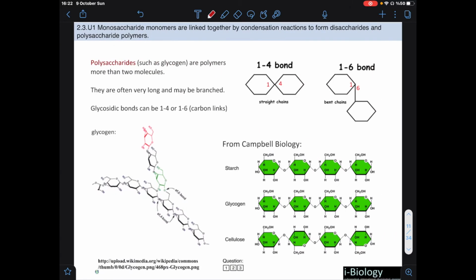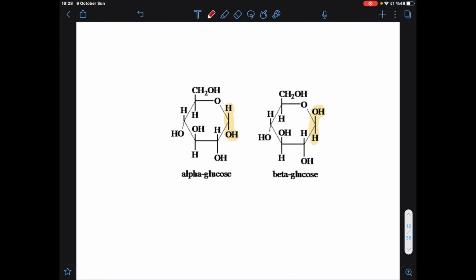So moving on to polysaccharides, which are polymers consisting of more than 2 molecules. They're very long and might be branched, and we will be talking about 3 types of polysaccharides today. But before we move on to the types of polysaccharides, first let's talk about the 2 types of glucoses that we might encounter, which are alpha glucose and beta glucose.